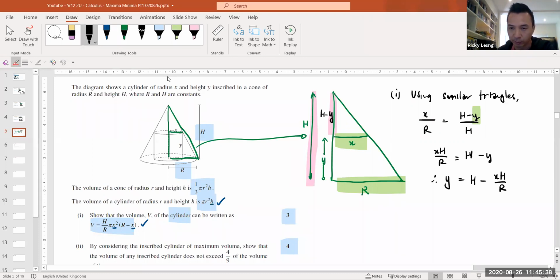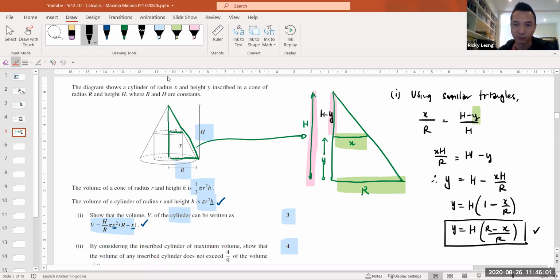Feels like I'm going to factorize H out and go 1 minus H on R. Nope, factorize them out, didn't I? X on R. Also feels like it wants me to common denominator, so I'm just going to do that. It's almost like setting up my answer, so it's easier for me later. All right, got the value for Y.